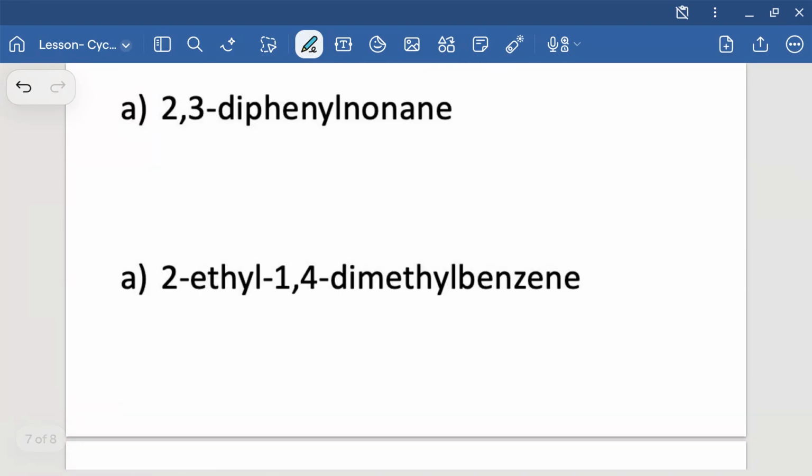So this first one, 2,3 diphenyl nonane. Now because you have 9 carbons, which is more than 6, your benzene is a side group. So you can start by drawing that out with your 9 carbons. Again, line diagrams are just fastest, so let's do it that way. So 1, 2, 3, 4, 5, 6, 7, 8, 9. And then numbering from left to right. On carbon 2, you want to add a benzene ring, which is a phenyl group. And on carbon 3, we would want to do the same thing, adding that group.